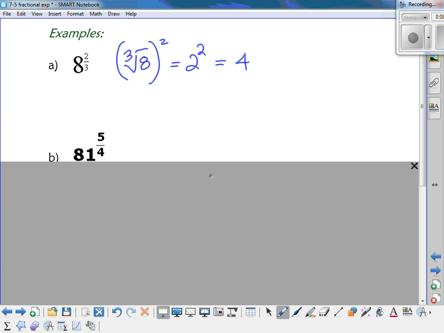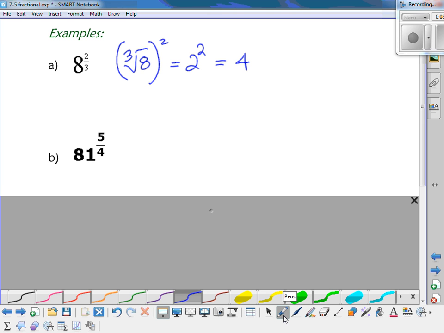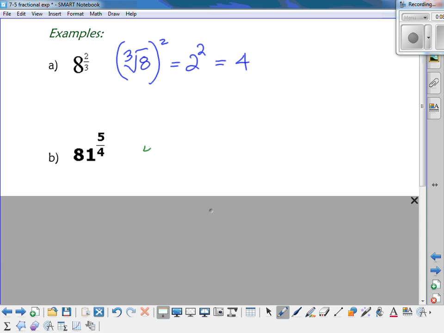And here's one more for your notes. I've got 81 to the 5/4 power. So of course I'm not going to want to raise 81 to the 5th power and then try and figure out the 4th root of that. I'm going to take the 4th root first, and then I'll raise that to the 5th power. So what number times itself 4 times did we say was 81? 3, yeah. And then I've got 3 to the 5th power, which ends up being 243.